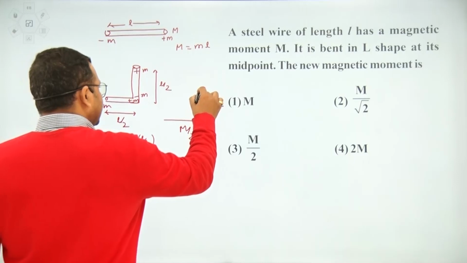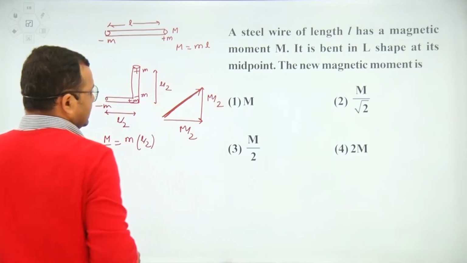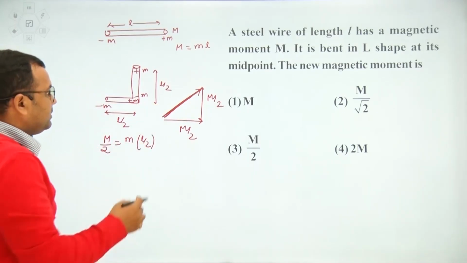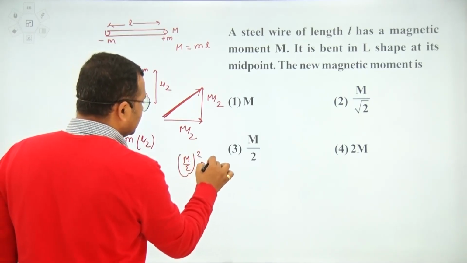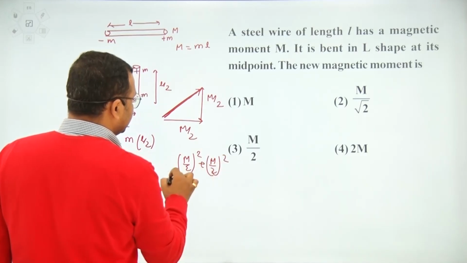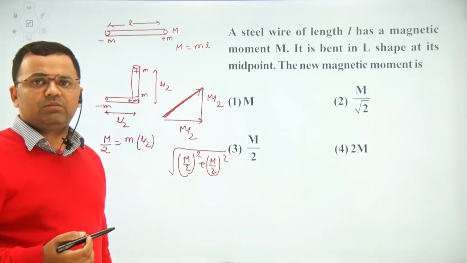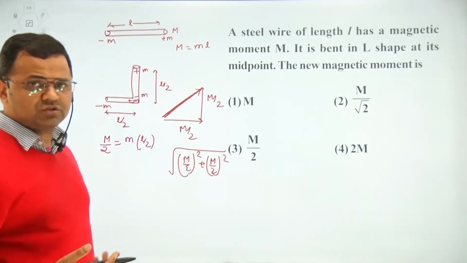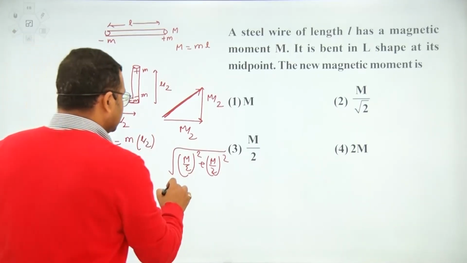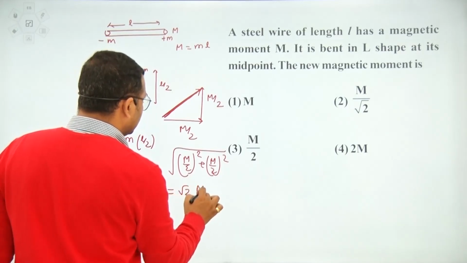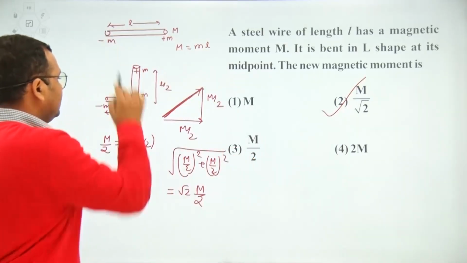So we have two magnets whose magnetic moments are M by 2 and M by 2. From the triangle law of vector addition, this will be the resultant magnetic moment. We find it using the simple Pythagoras theorem: root under (M by 2) whole square plus (M by 2) whole square. The resultant can also be found using the parallelogram law of vector addition, root of a square plus b square plus 2ab cos theta. Theta here is 90 because they are perpendicular, and cos 90 is 0. So this becomes root 2 times M by 2, that is M by root 2, the new magnetic moment when this is bent in this way.